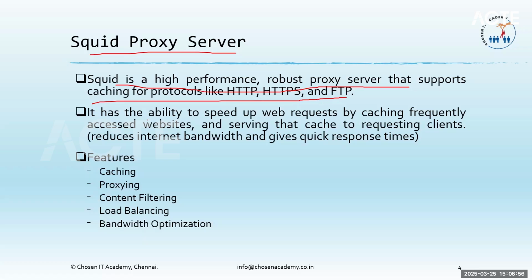That's websites. It has the ability to speed up web requests by caching frequently accessed websites and serving that cache to requesting clients, thereby reducing internet bandwidth and giving quick response time. Frequently accessed websites are cached in the proxy server, and hence if some other client requests the same site, the proxy server would be able to handle such requests instead of sending the request all the way to the internet site. So these are the advantages, and thereby we reduce the internet bandwidth.